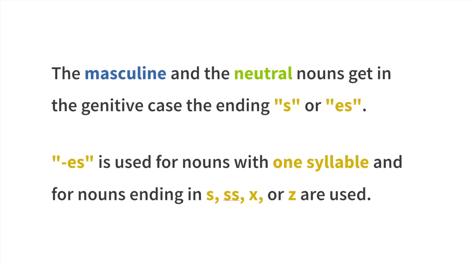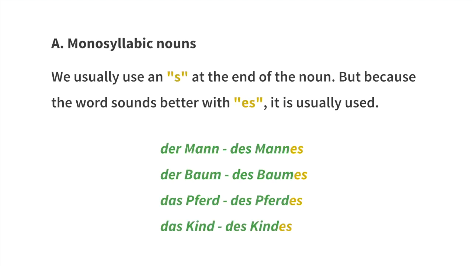So a special feature is that the masculine and the neutral nouns are getting an ending, like s or es. So es is used for nouns with only one syllable, as well as for nouns that end with s, ss, x, or z. Let me show you this in an example. So monosyllabic nouns, so nouns with one syllable. Usually we add an s to it.